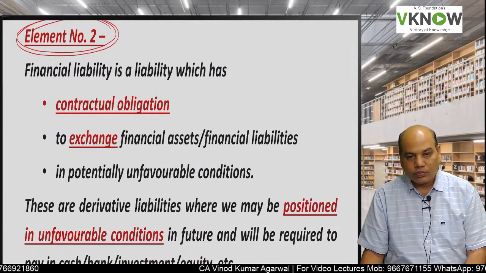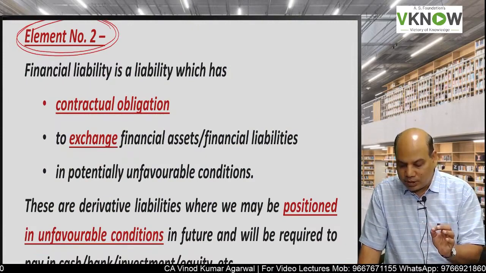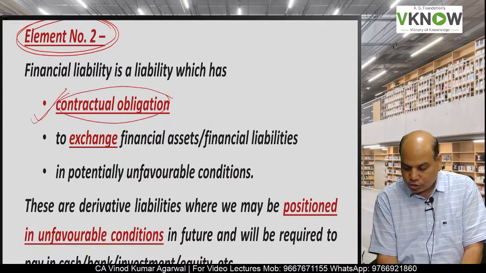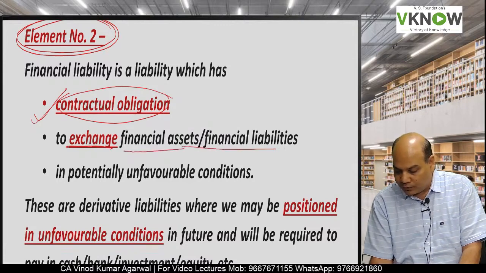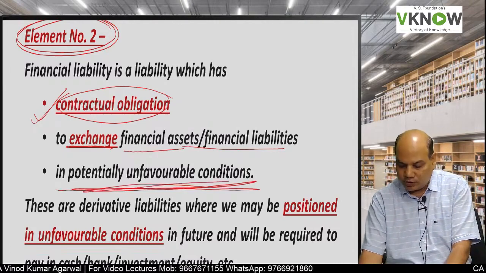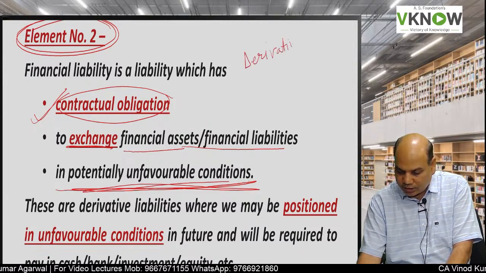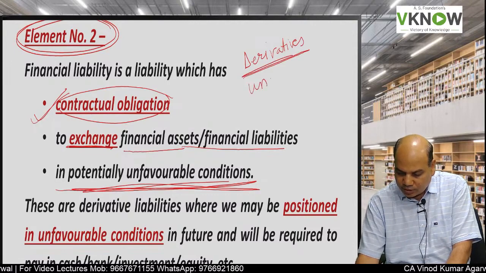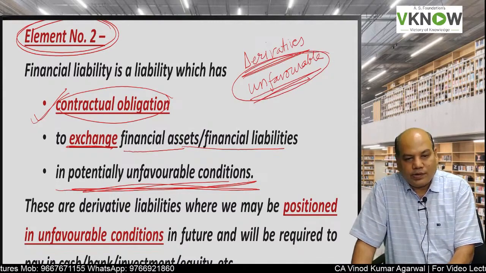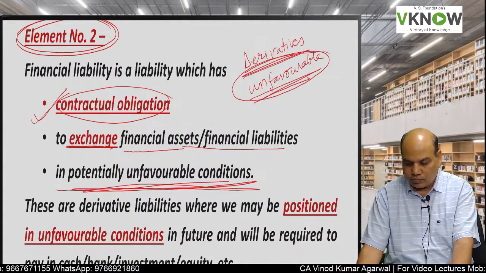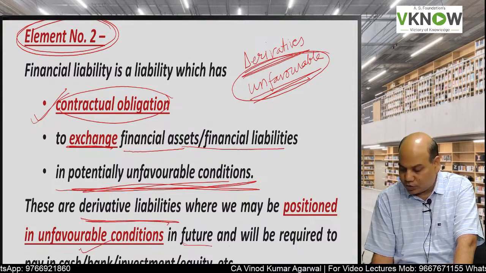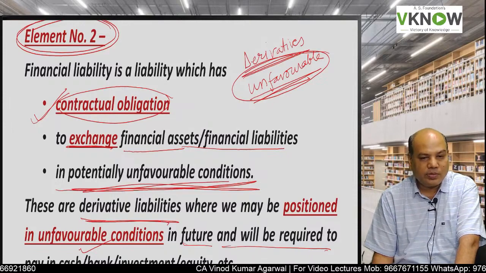element number 2. Now as we go ahead, the definition will become a little complicated. Element number 2 says a financial liability is a liability which has a contractual obligation to exchange financial assets or financial liabilities in potentially unfavorable conditions. So these are basically derivatives which have become unfavorable. Unfavorable means when you settle it, it will result in a loss for you. So these are derivative liabilities which may be positioned in unfavorable condition in future and will be required to pay in cash, bank, investment or equity.